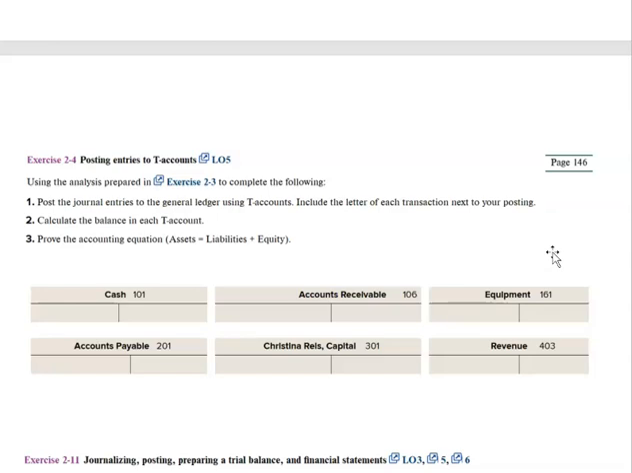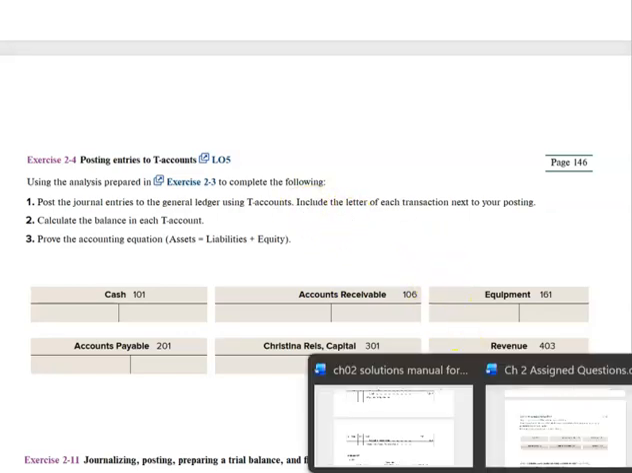But make sure that you put the letter from each transaction next to the amount that you post so that if ever asked, you know where the information is coming from, and I can also tell where your information is coming from. So for every post that you put into a general ledger or a T account, you either need to number or letter your transactions or use a date. Okay. And then once we post those journal entries into the general ledger using the T accounts, then we need to balance each of the T accounts. All right, so let's go have a look.